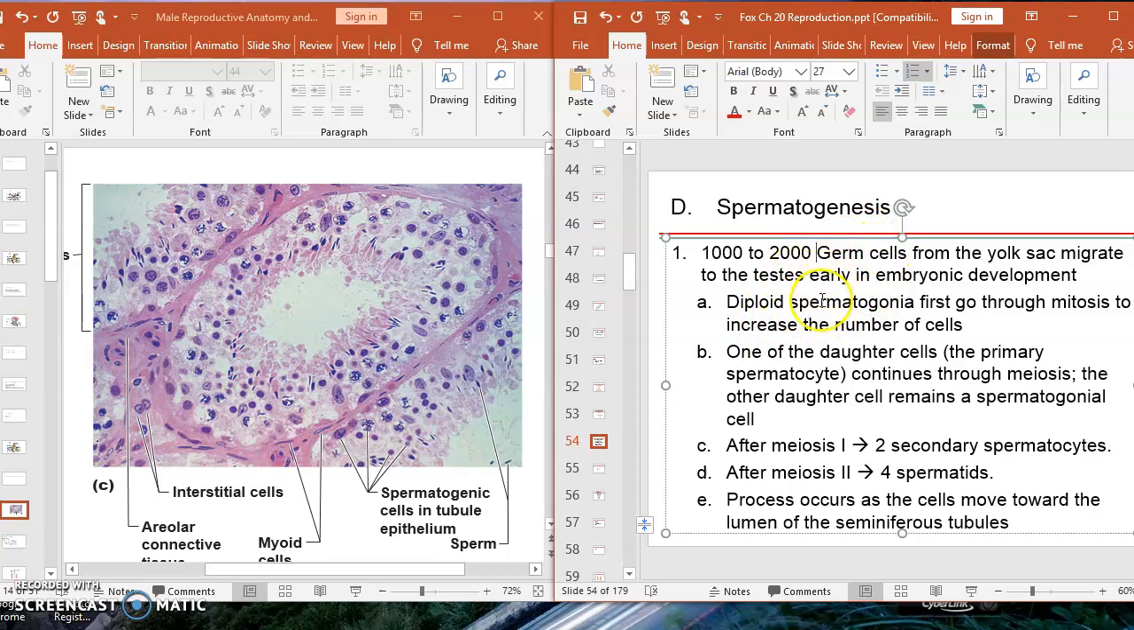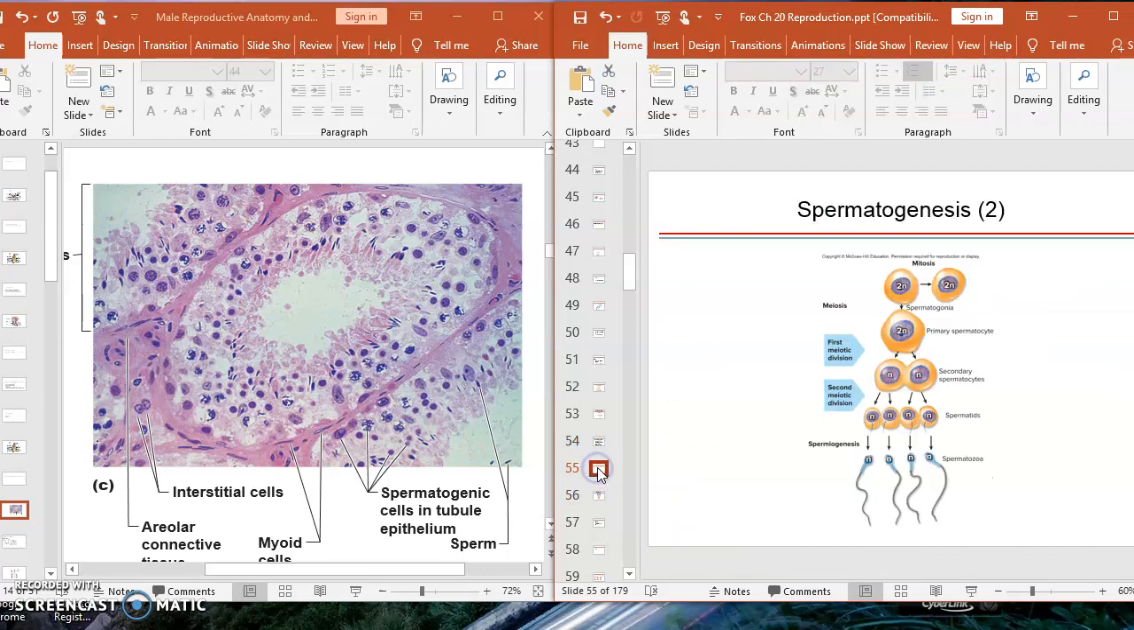This is where you get into meiosis again and study that, because the diploid 2N, 46 chromosome spermatogonia, that's what the germ cells initially turn into once they get there. The spermatogonia go through mitosis, increase the number of cells, then the daughter cell occurs, and so forth. So I want you to go back to this slide on your own, but I'm going to go to this one to kind of further explain.